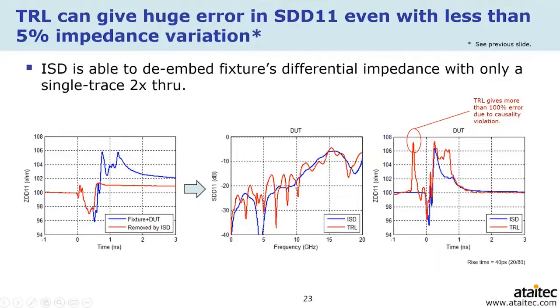These are actually non-causal ripples, as we call it. And when we convert them into TDR waveform, we can see that TRL results actually have a huge causality error before time zero and also after the DUT, as you can tell now.